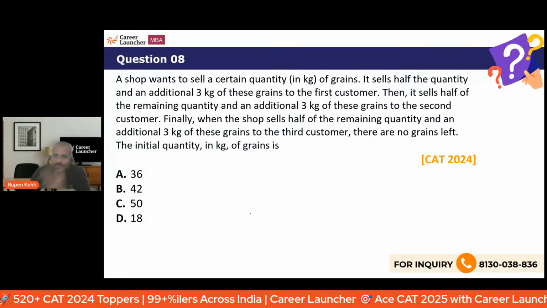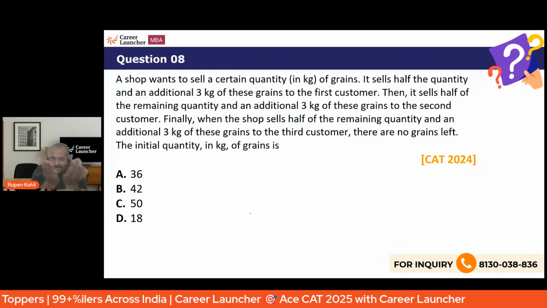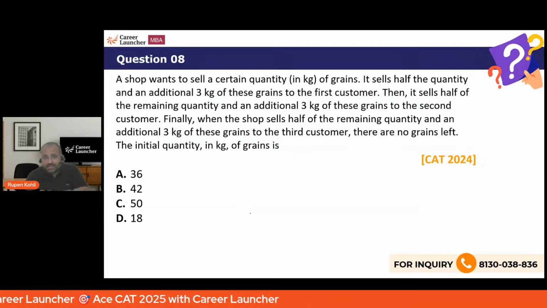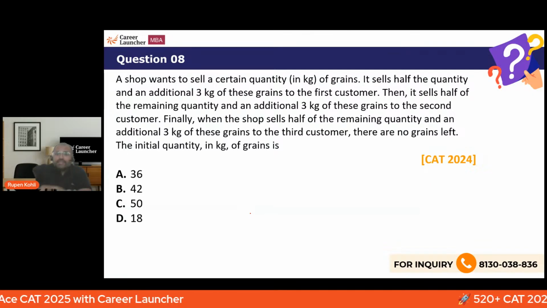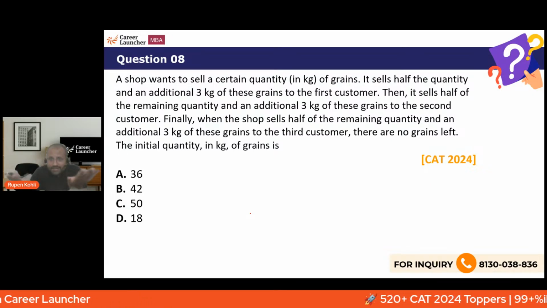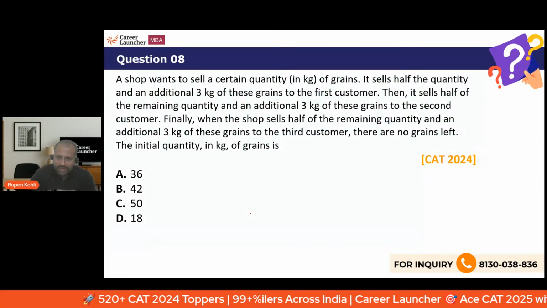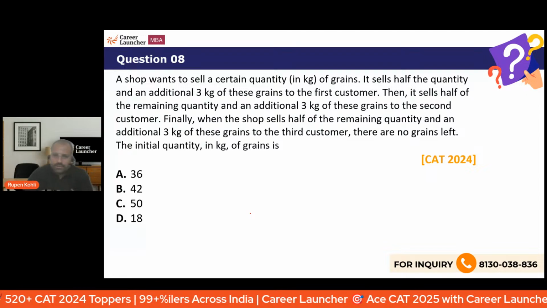Means after coming from the first customer. So that 18 kg is what I had with me after coming from the first customer. And I had just given 3 kg to the first customer. So 18 plus 3, 21. And that 21 is half of what I started with. So 21 into 2, 42. Right. So this can be solved mentally if you can understand this backtracking process also.